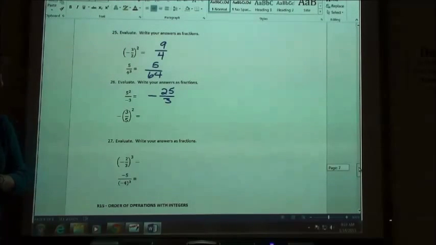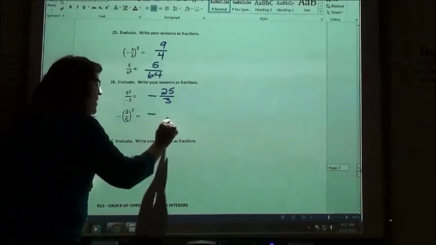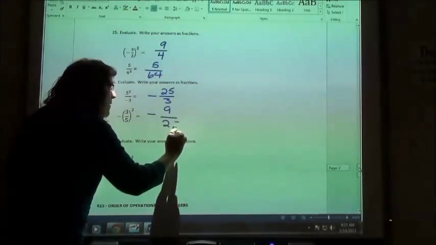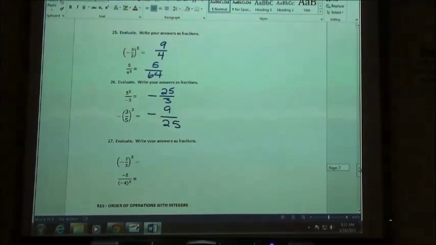This one here, we have the negative on the outside, so the negative sign is not squared. My answer is going to stay negative, right? So then I'm going to square that. I'm going to have negative 3 squared is 9. 5 squared is 25.